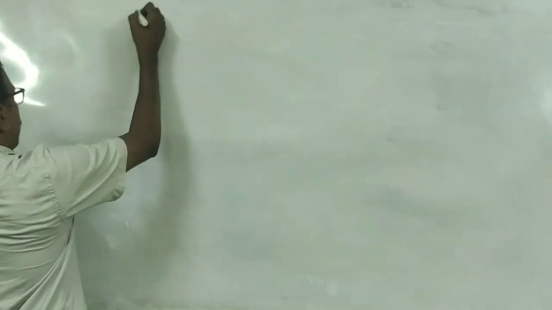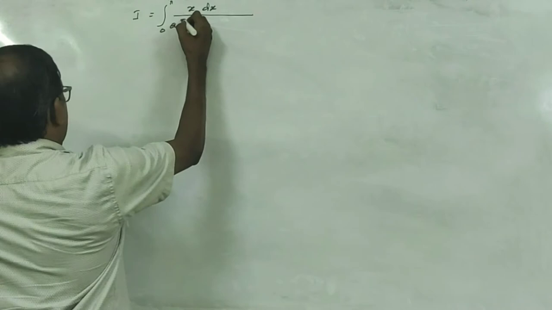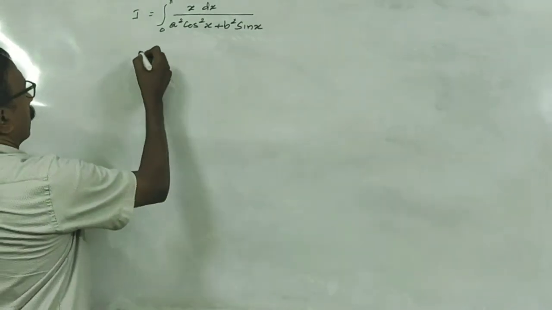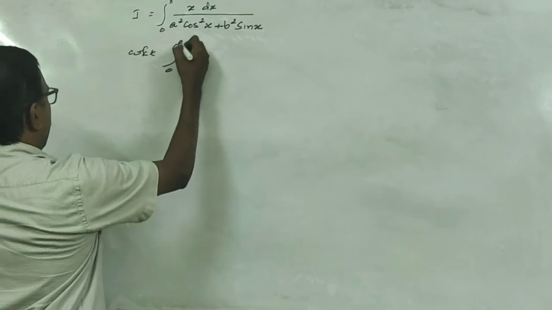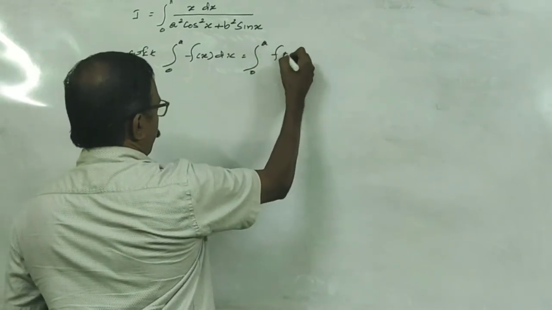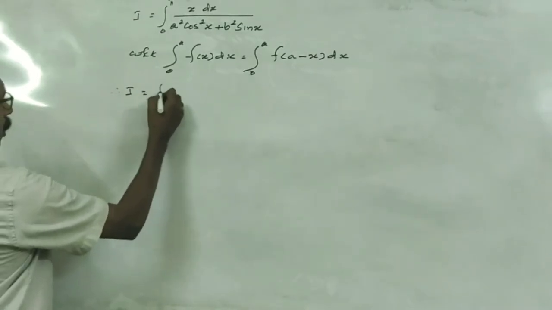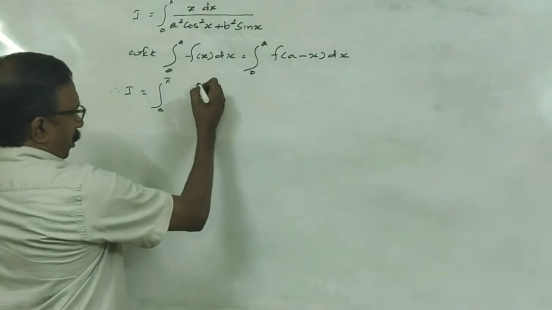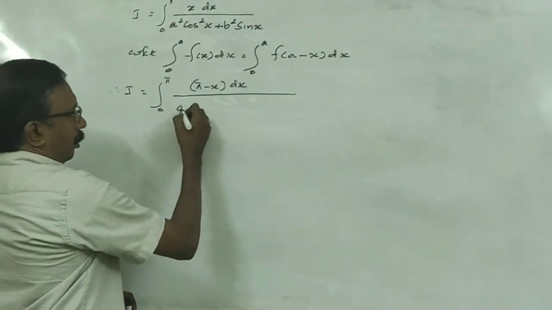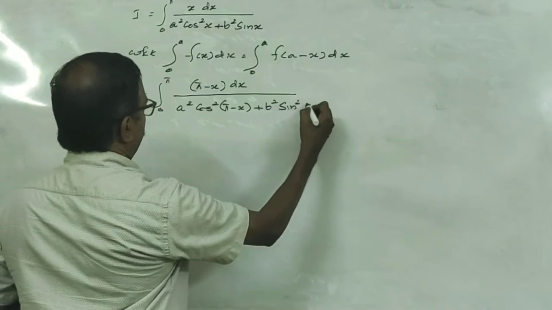Let's proceed. I is equal to integral 0 to pi, x dx by a square cos square x plus b square sin square x. We know that integral 0 to a f of x dx is equal to integral 0 to a f of a minus x into dx. Therefore, I is equal to integral 0 to pi, pi minus x into dx by a square cos square of pi minus x plus b square sin square of pi minus x.